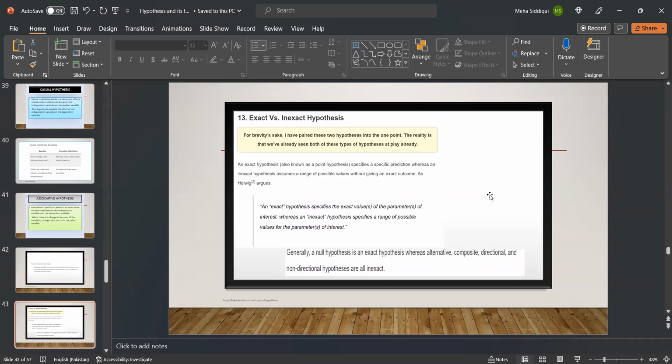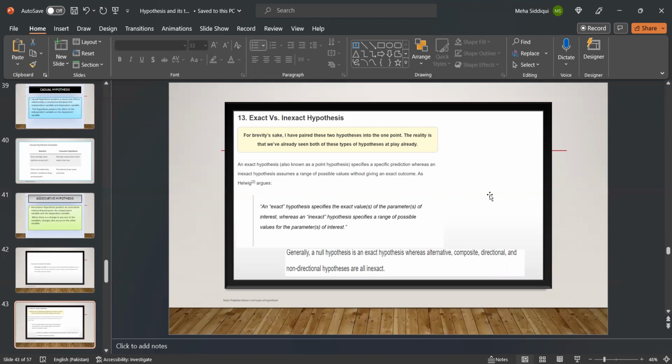And the last is that there's another new type of hypothesis which I found, that is exact versus inexact hypothesis. For brevity's sake, as written by the author, I have paired these two hypotheses into the one point. The reality is that we have already seen both of these types of hypotheses at play already.